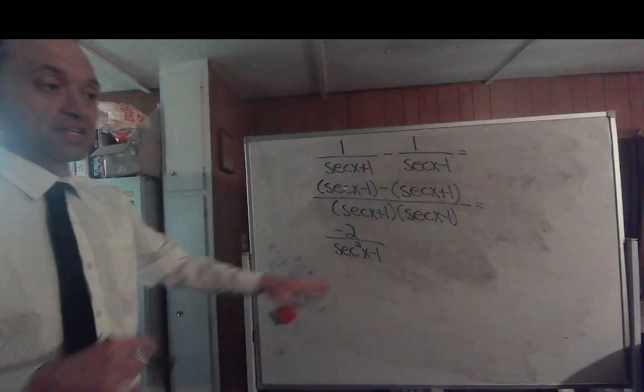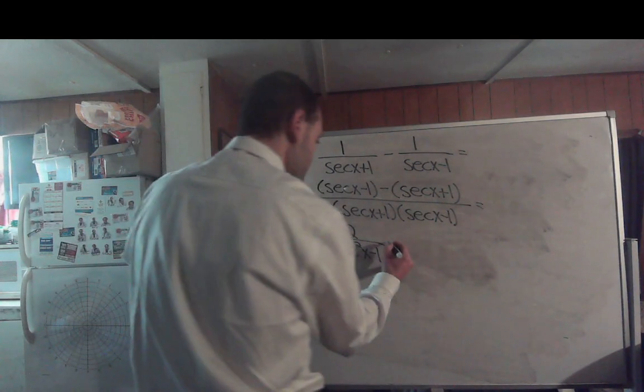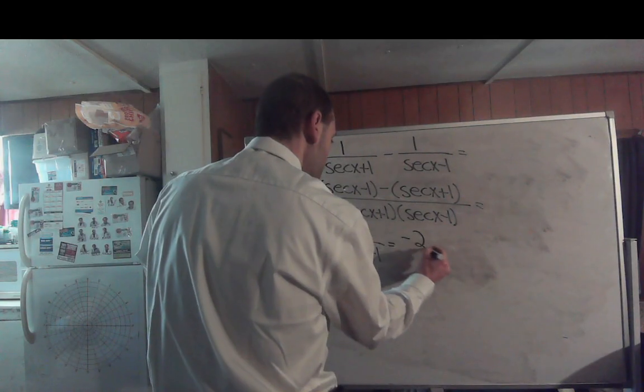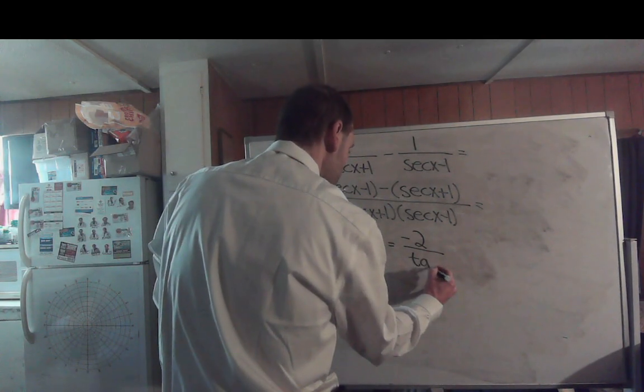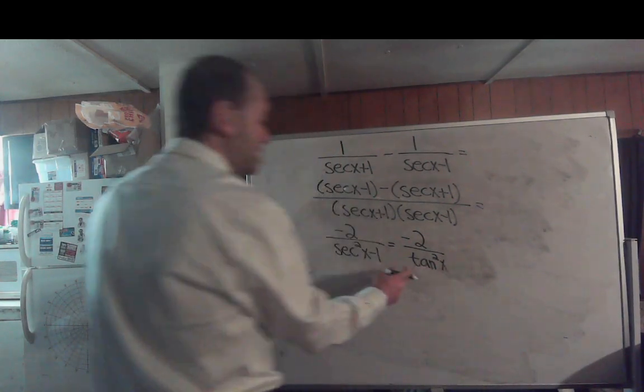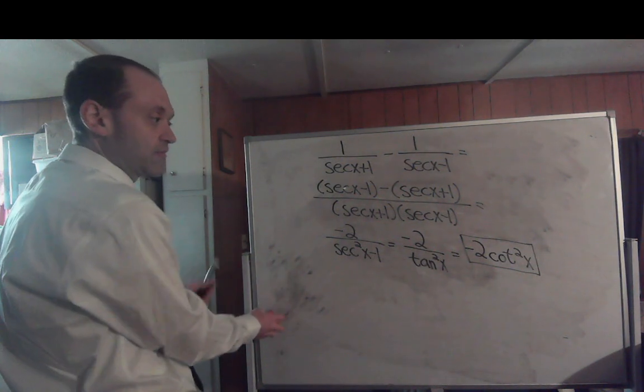Alright, so what is secant squared minus 1? That's just the tangent squared, right? So this would be negative 2 over the tangent squared of x. Well, that would be the same as negative 2 cotangent squared of x. So this should all simplify into negative 2 cotangent squared of x. Some of these identities I know get a bit more obscure after a while, but they are very important for future uses, especially in calculus.